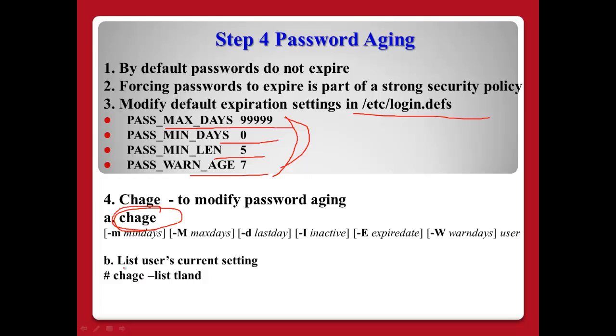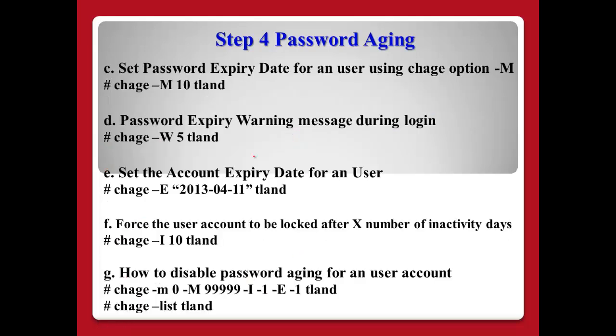First one, list a user's current settings. In this case, you can use chage hyphen l username like this. Number C, set the password expiry date for a user using the option hyphen capital M like this. In this case, the maximum number of days before expiry will be 10 days, and the D, password expiry warning message, will be like this. The 5 days, default is 7 days, but we can change it like this.